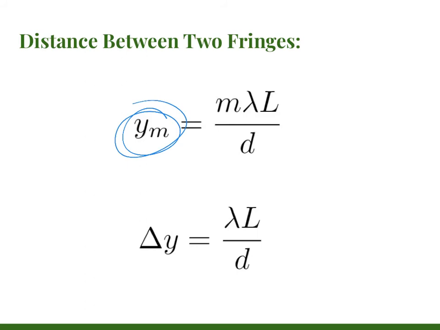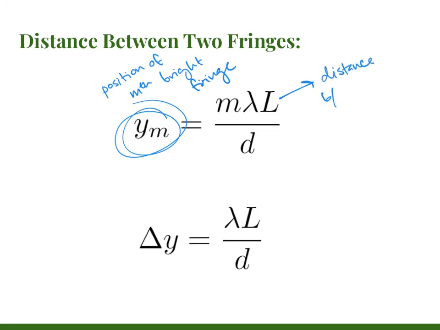This y sub m tells you the position of the mth bright fringe. And actually, these are approximations, which is gross. And then it equals your M for whatever bright fringe times your wavelength. This L is the distance between slit and screen. So if this is your setup, this distance would be L. And then D is once again the distance between your two slits.